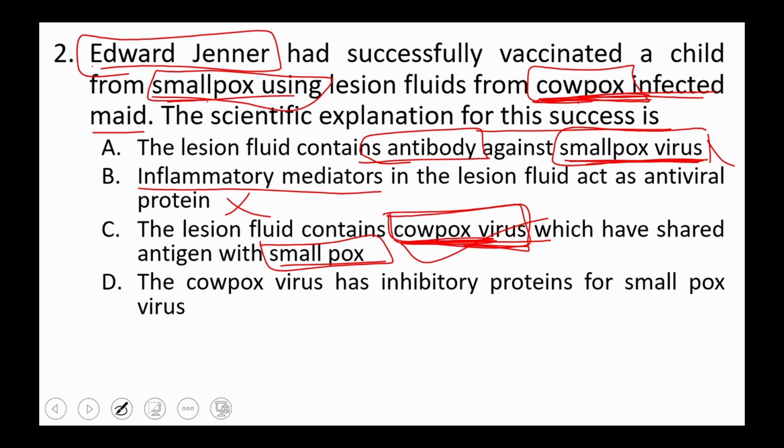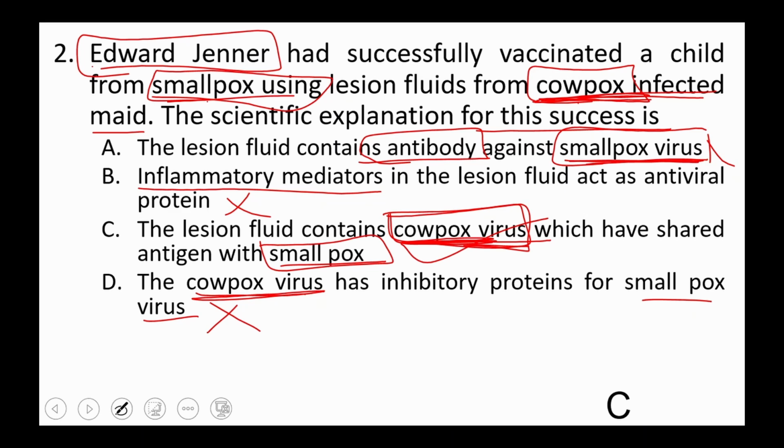Cowpox virus have inhibitory protein to smallpox virus. So this is suggesting the antagonism between cowpox and smallpox, but the child is not exposed to both viruses at the same time, so this is not going to be an explanation. So let's see the correct answer.